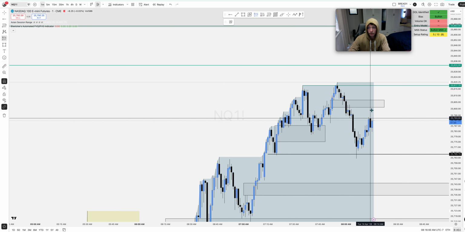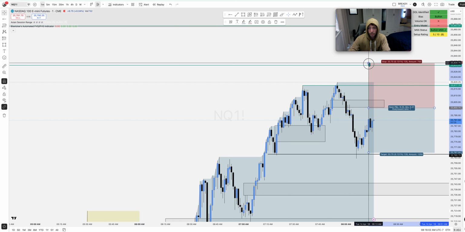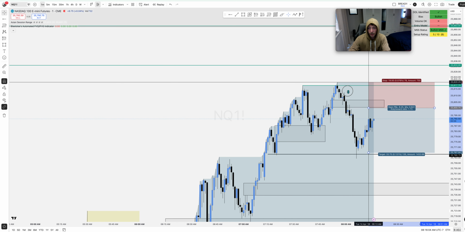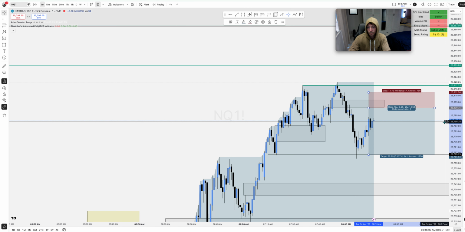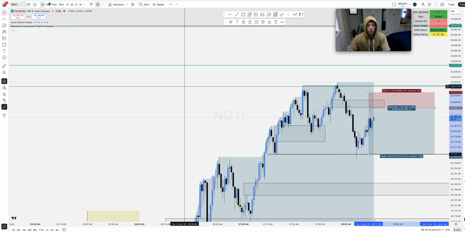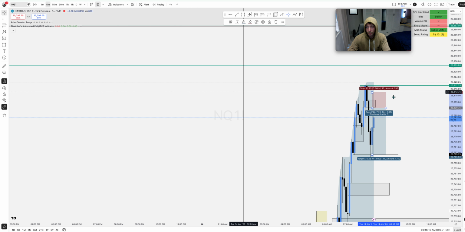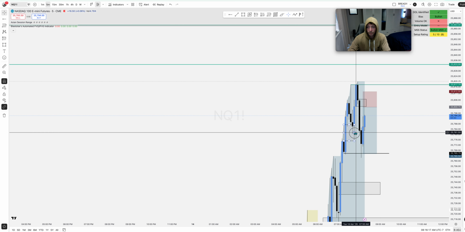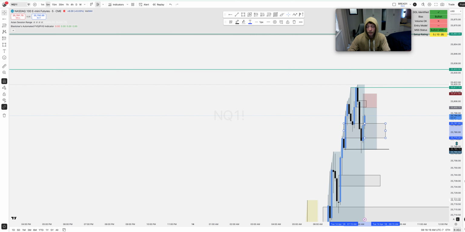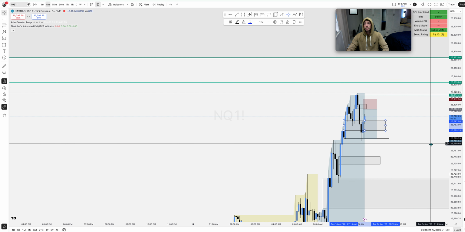And that would have been something like this. Stops at either this high or this previous one right here, targeting the low. And again, this is on the 1 minute. You could do the 5 minute, 2 or 3, whatever. But yeah, just staying patient and not forcing anything, not rushing. We want to go for base hits.